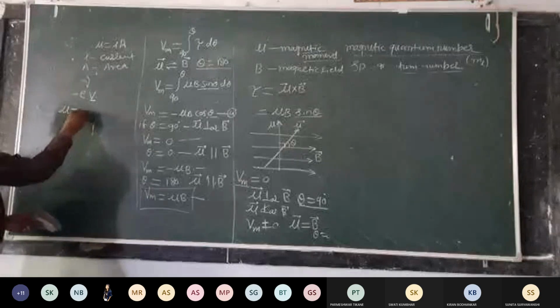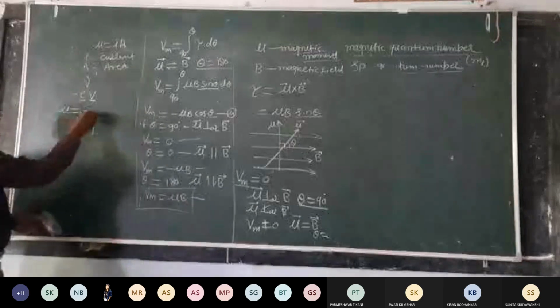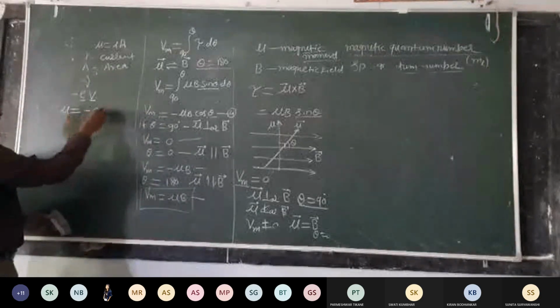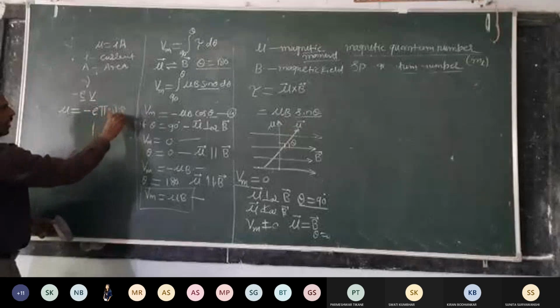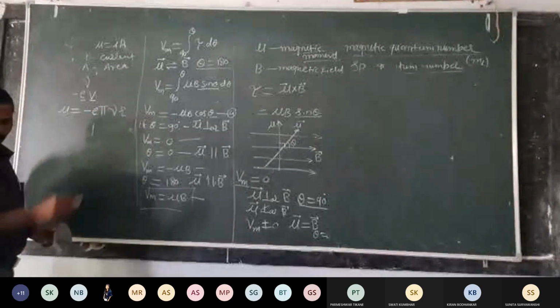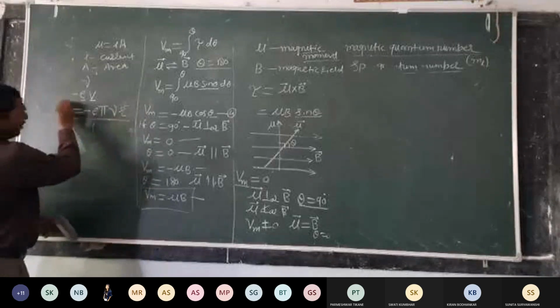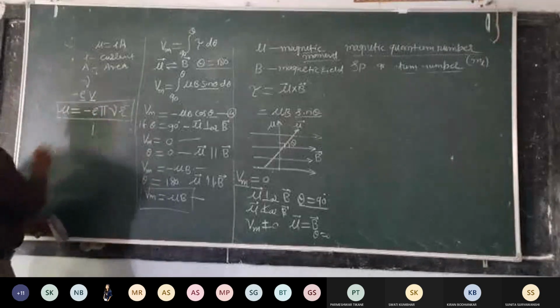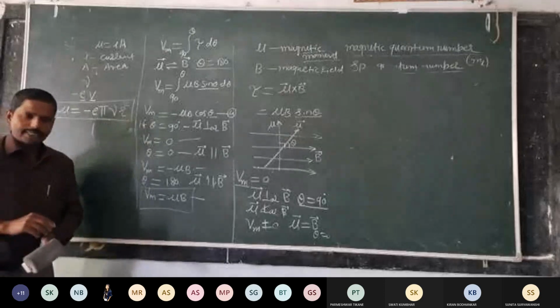mu is equal to e, the charge, so I have to write the magnetic moment as minus e into pi nu r square, and this is the magnetic moment. We have already found this, the magnetic moment, it is not new.